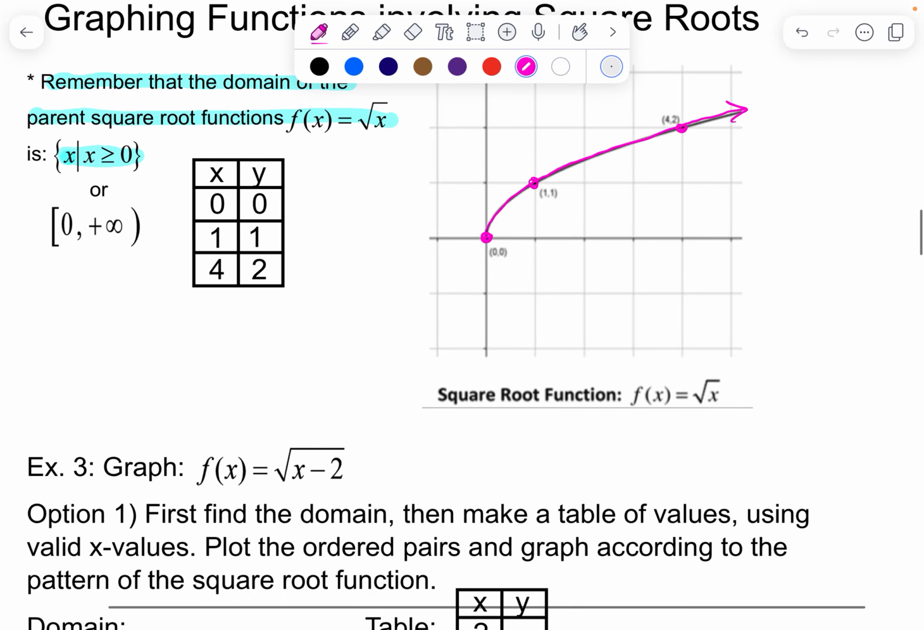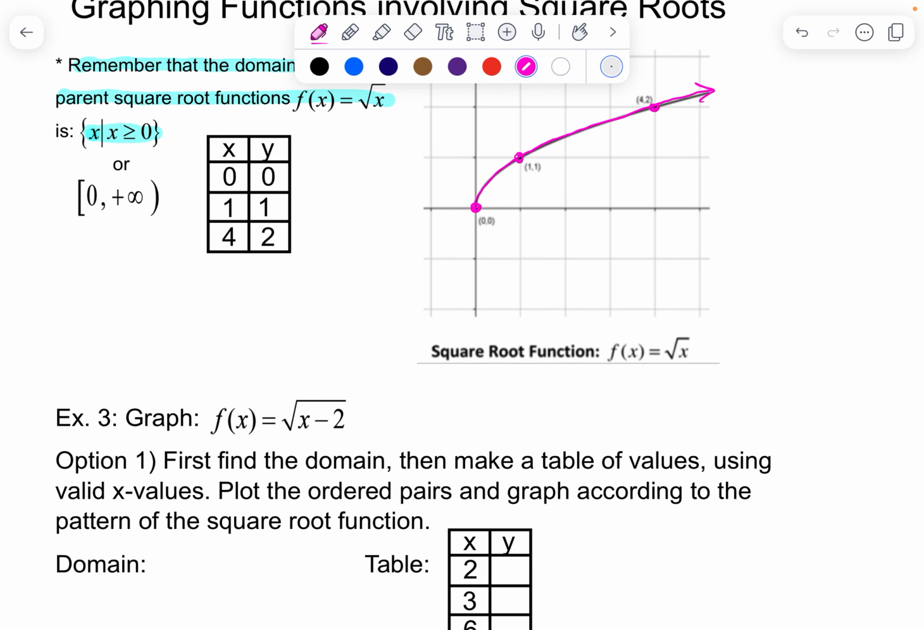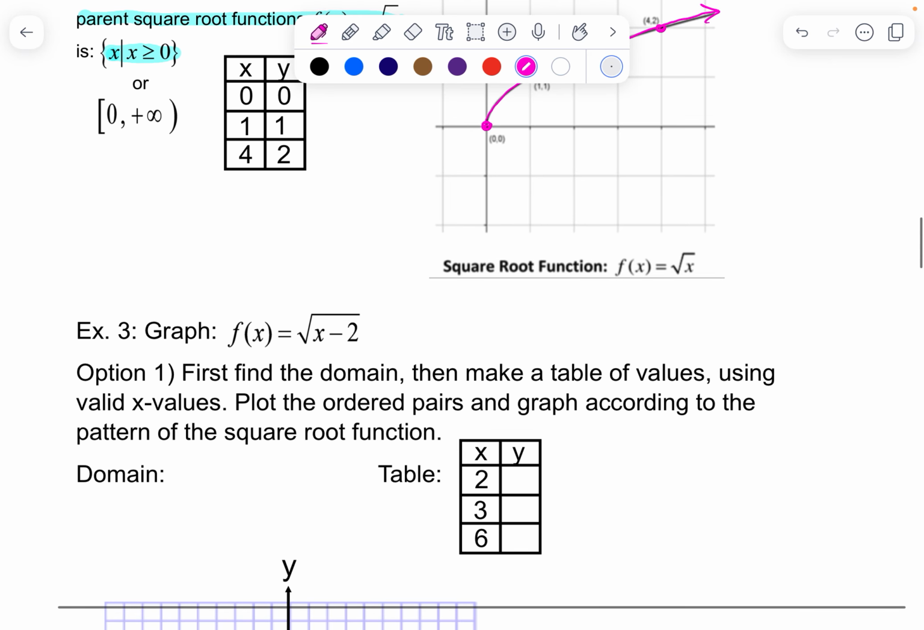Okay? Now, what happens when I alter that? You have two options. Let's say I want to graph f of x is equal to the square root of x minus 2. Option 1, first find the domain of the function, then make a table of values using the valid x values. Then plot the ordered pairs and graph according to the pattern of the square root function.